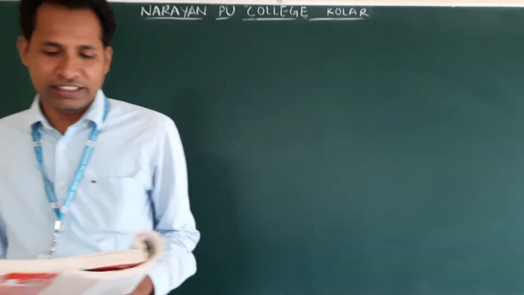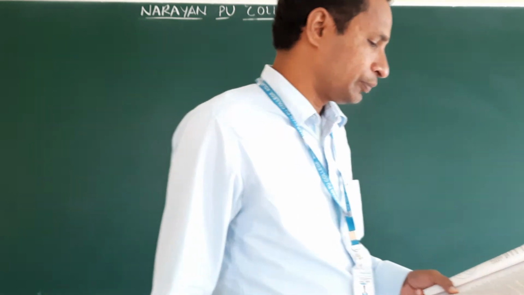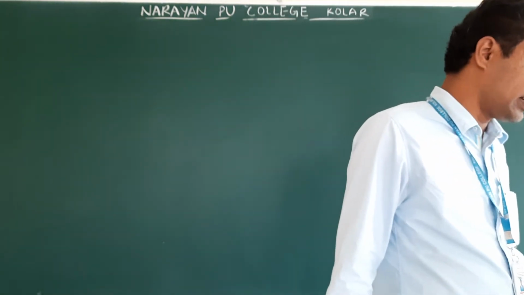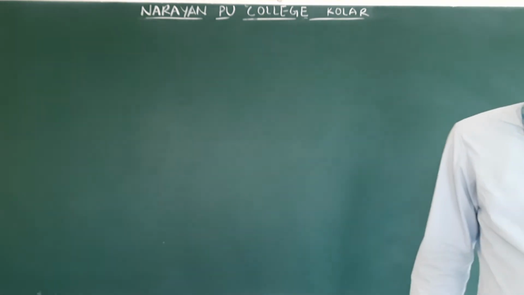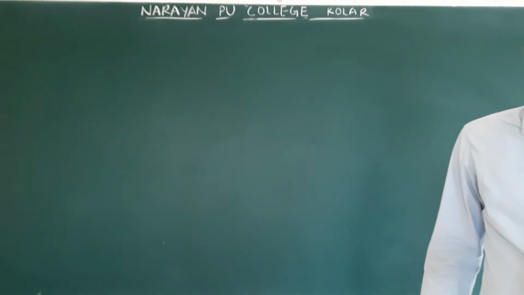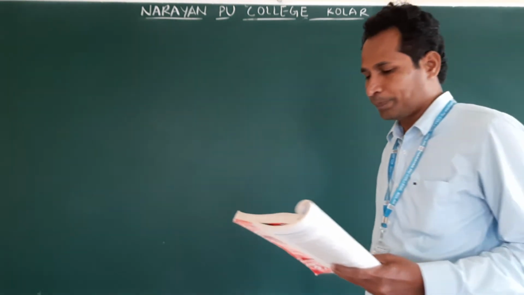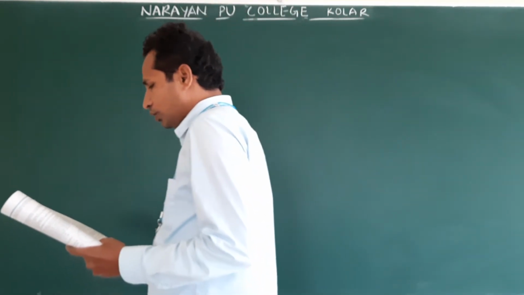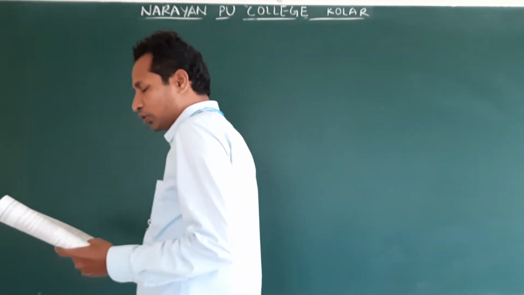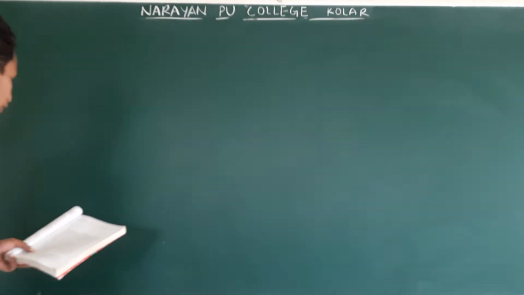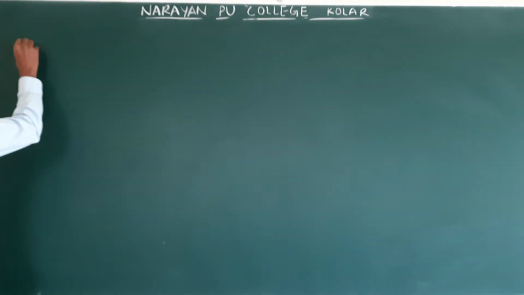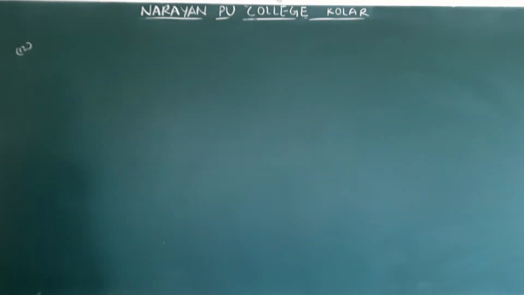Rain is falling vertically with a speed of 30 meters per second. A woman rides a bicycle with a speed of 10 meters per second in the north to south direction. In what direction should she hold her umbrella? So this is the 12th question.